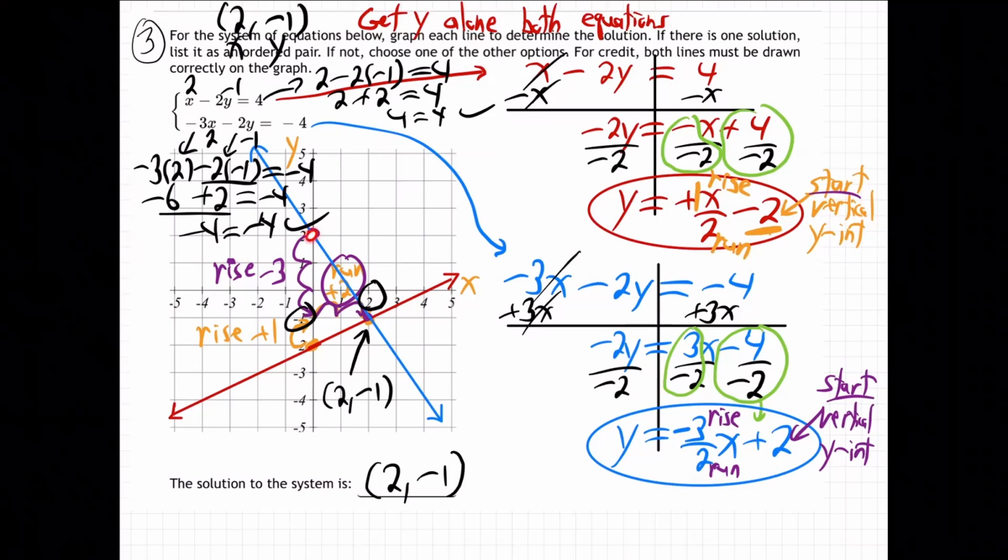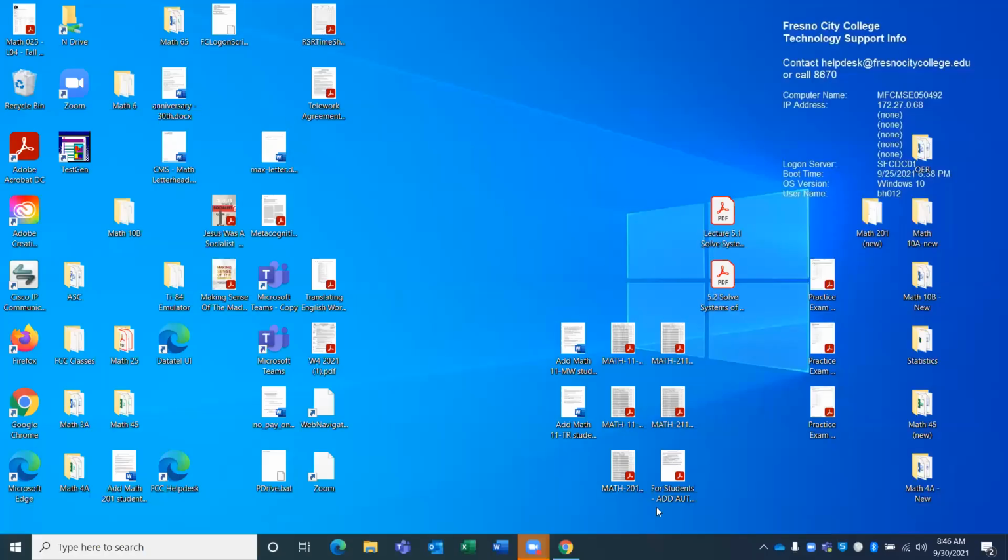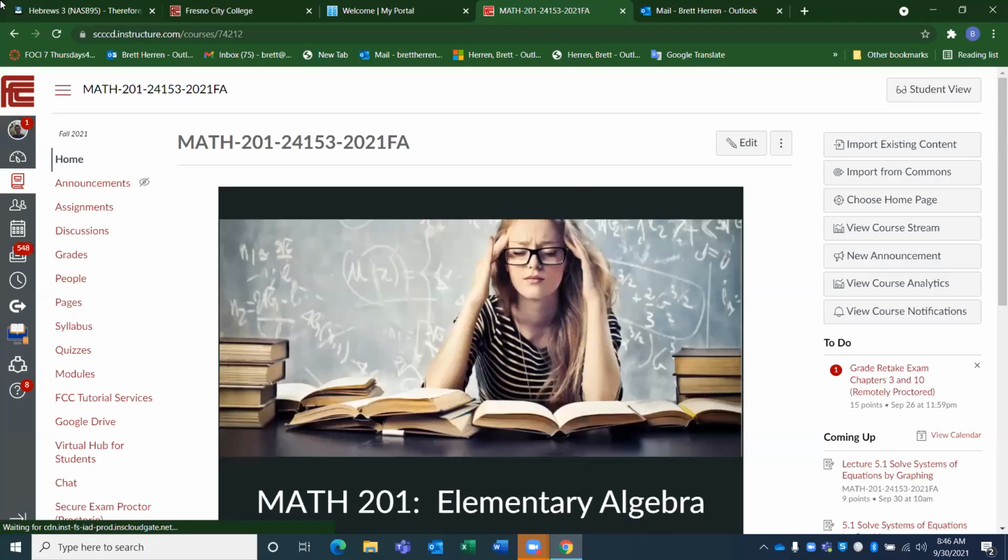You've got to get the dots right on the money, just perfectly right on the crosshairs, or it won't give you credit. In fact, let me share my screen real quick, and I can show you just how sensitive this stuff is.